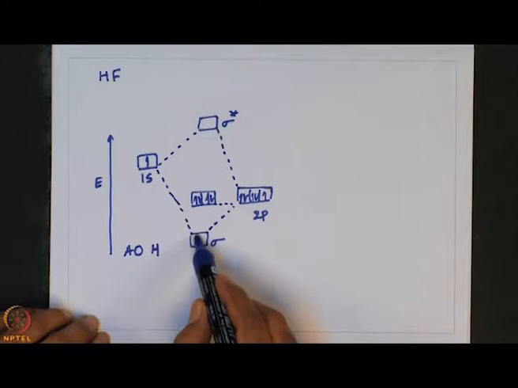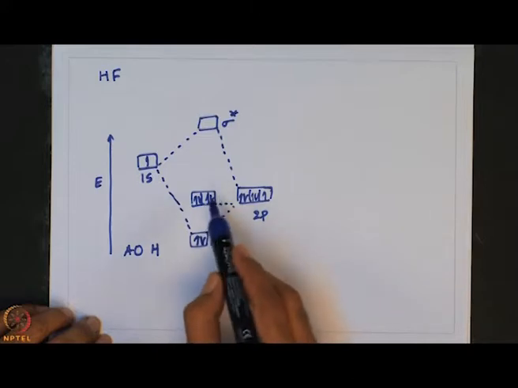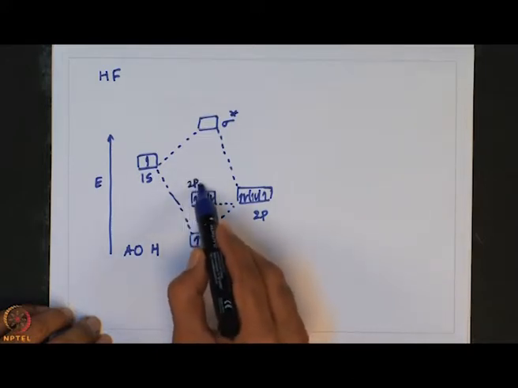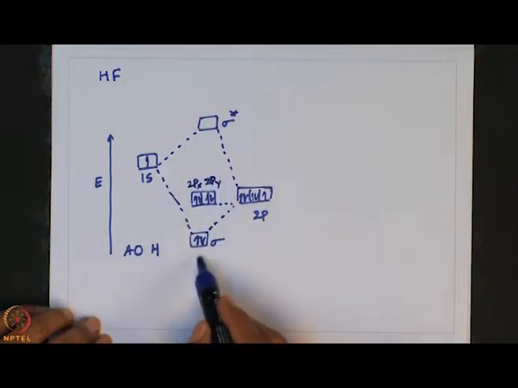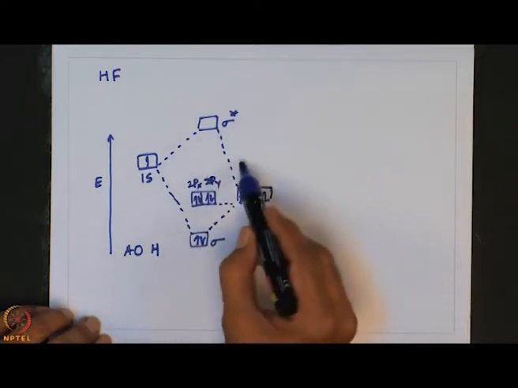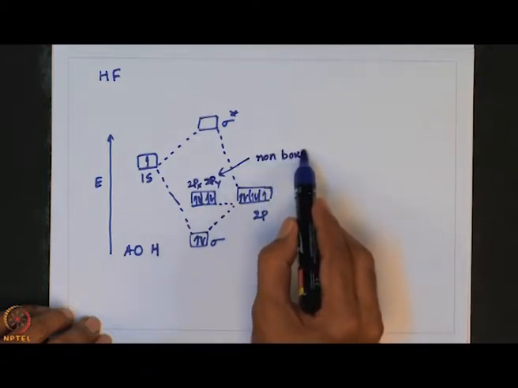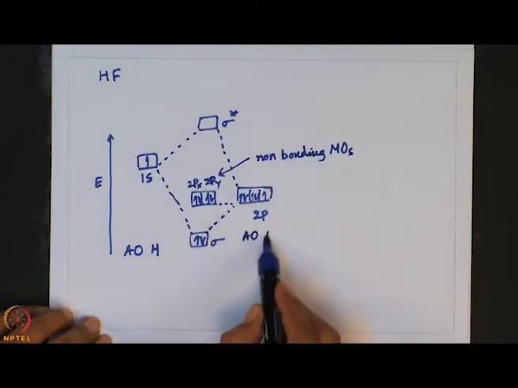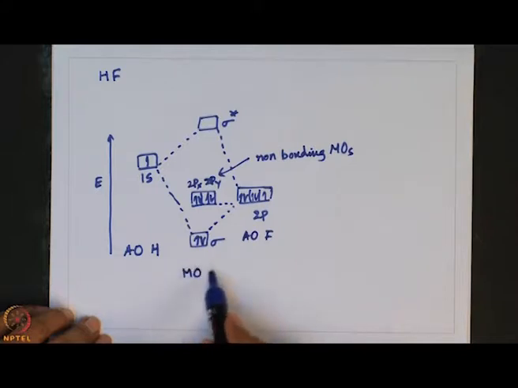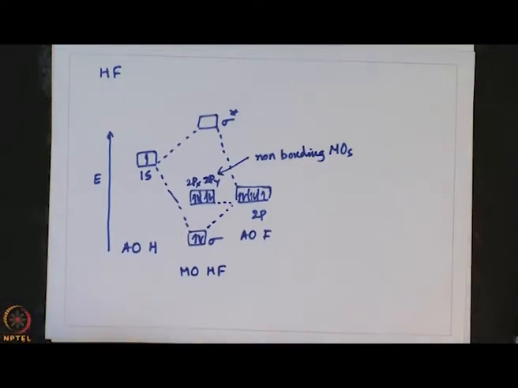Of course, I did not write here. So, here 2 electrons are there, and this is essentially 2px, 2py. That means pz is combined with this one. This is sigma, sigma star, and these are essentially non-bonding molecular orbitals: atomic orbitals of fluorine and molecular orbital of HF. So, this is how one can write the molecular orbital diagram for a heteronuclear diatomic molecule.